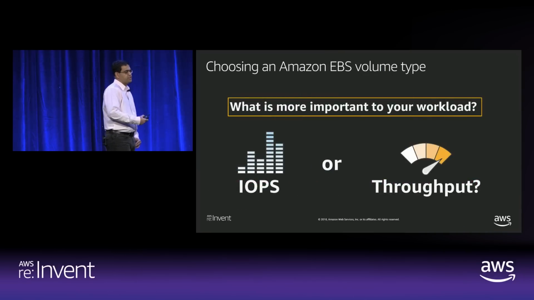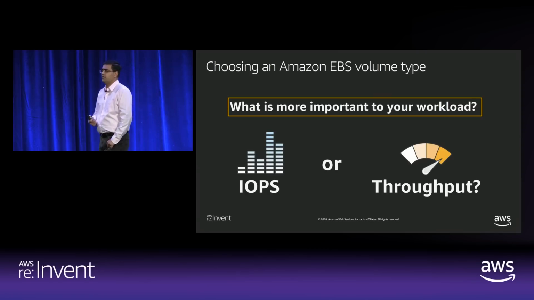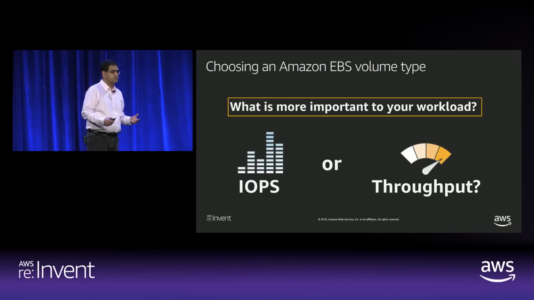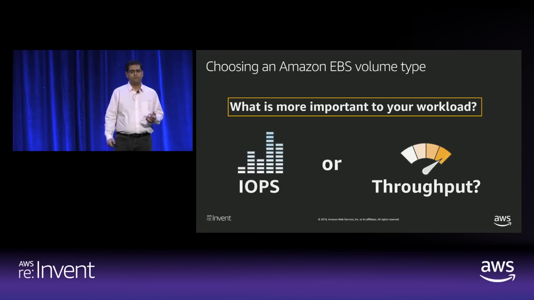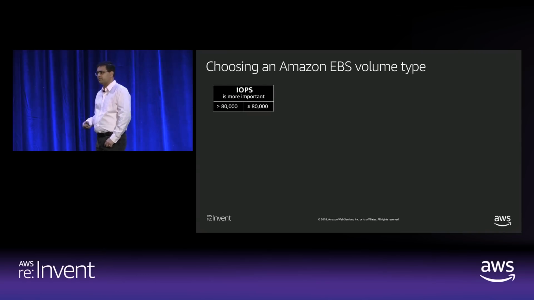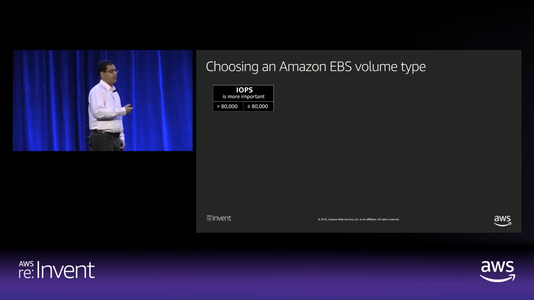The very logical question that follows is, okay, how do I choose my volume? And really, it starts with a two-pronged question. What is more important to your workload? Is it IOPS or is it throughput? Okay, so let's say IOPS is more important to your workload. In that case, the question you have to ask yourself is, do I need IOPS that is greater than 80,000 or less than or equal to 80,000?